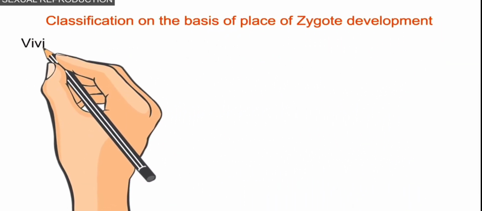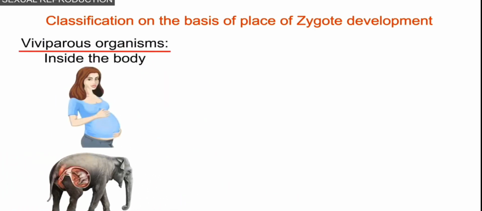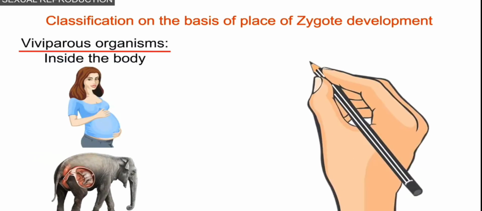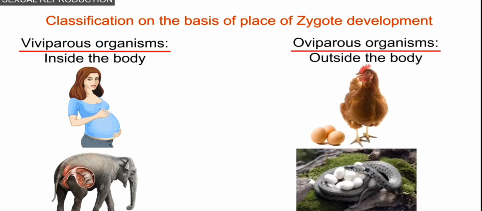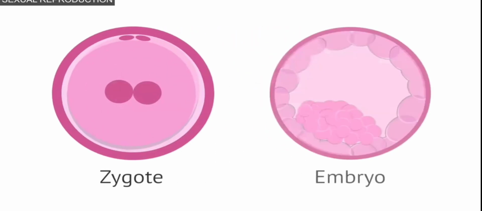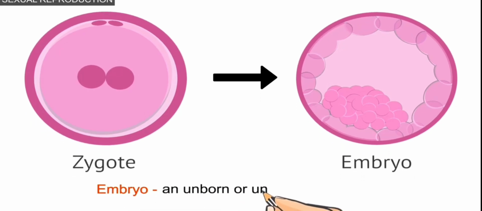Depending on the place where the development of zygotes takes place, organisms can be viviparous, where the development of the zygote takes place inside the body of the organism, or oviparous, where the development of the zygote takes place outside the body of the organism. However, in all the flowering plants, the zygote is formed inside the ovule. The zygote then develops into the embryo. The dictionary defines an embryo as an unborn or unhatched offspring in the process of development.